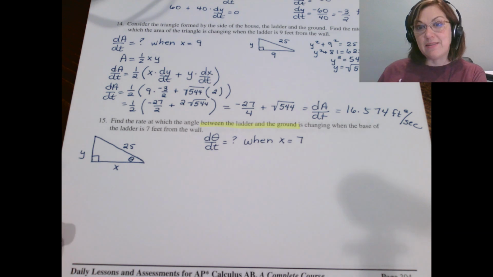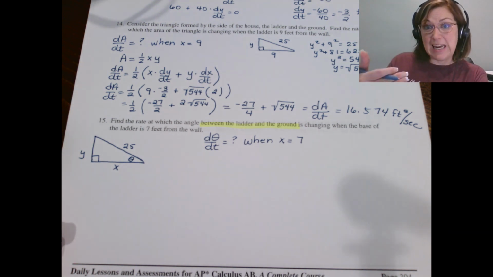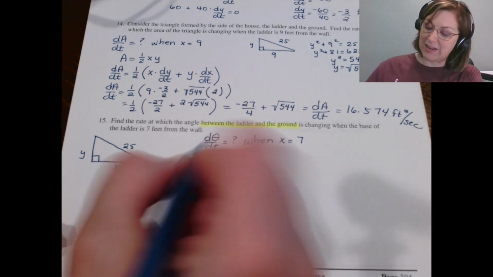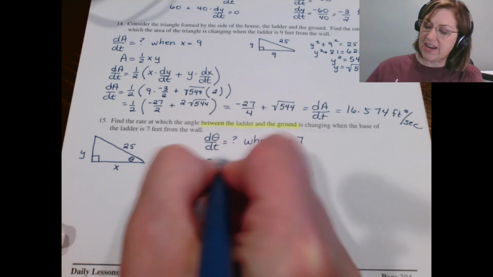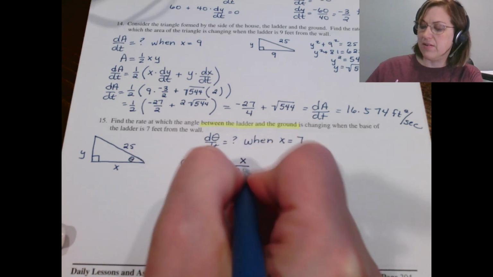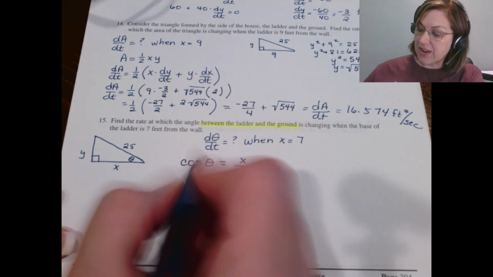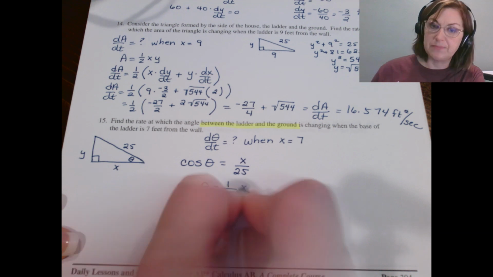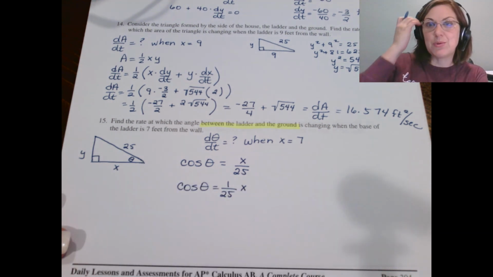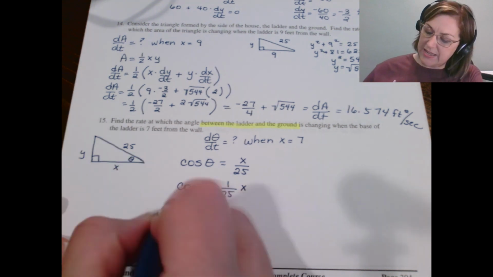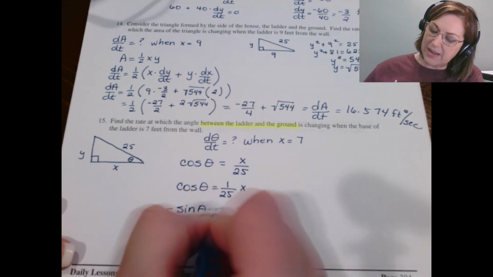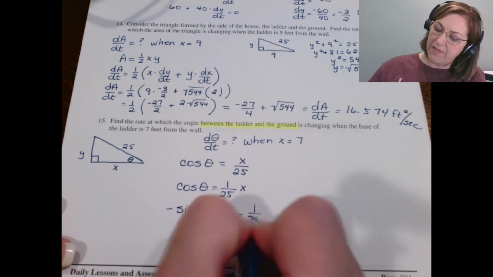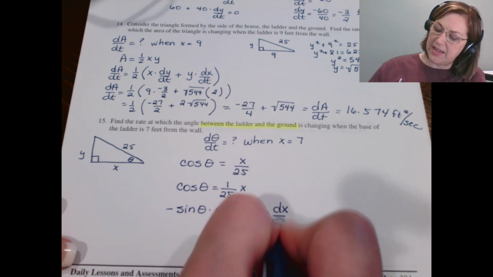So let's write a formula that relates x and theta. I hope you're thinking trig function, right? I'm relating those two. That's going to give me cosine of theta is x over 25. Now, for our purposes of the derivative, it might be a little bit easier for us to think of this as cosine theta equals 1 over 25 times x. So let's take the derivative now. The derivative of cosine is negative sine theta times d theta/dt equals 1 over 25 times dx/dt.